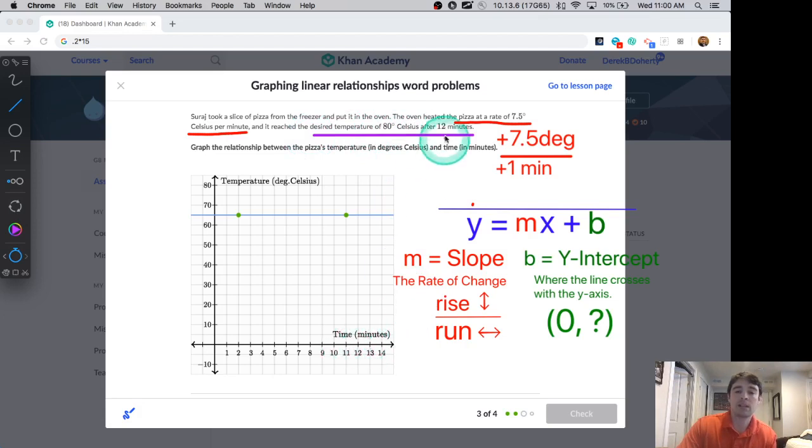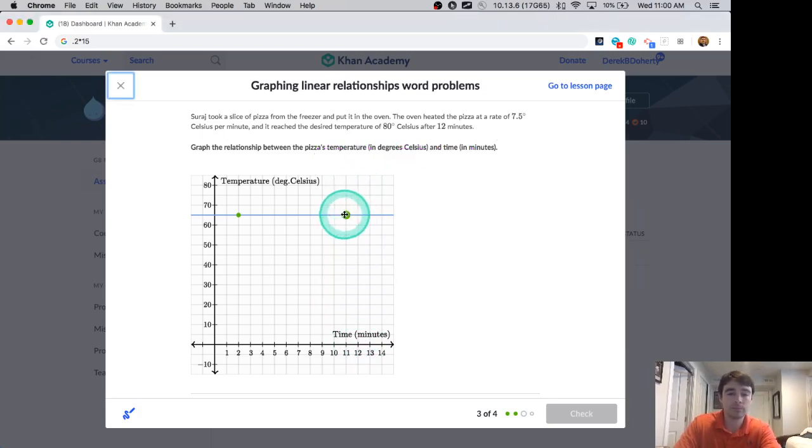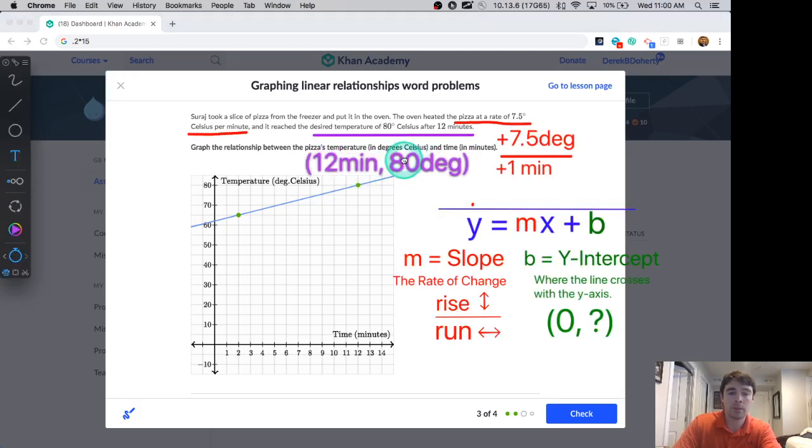X is measuring minutes, and I know, hey, at the 12-minute mark, so that's for my ordered pair, at the 12-minute mark, I know the pizza better be at 80 degrees. That's really what this sentence is telling me. So I'm going to go ahead and graph that point. 12 minutes, I'm going to find an 80-degree pizza. Line up with the 12 minutes, move that up to 80 degrees, drop it there. Now that represents my 12-minute mark and an 80-degree pizza.